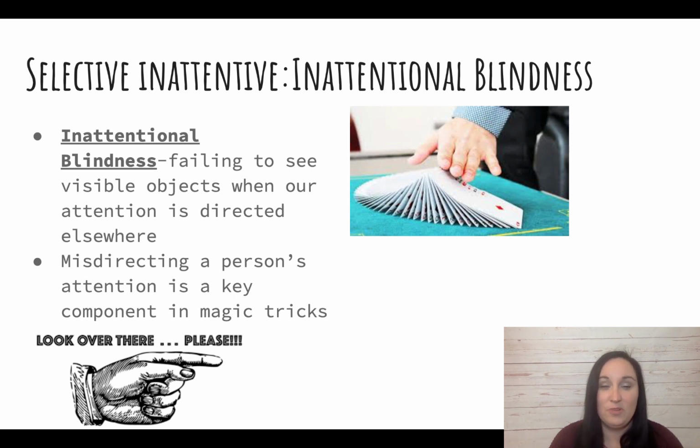So inattentional blindness also has to do with our selective inattention. This is when something was there or happening and we are not aware of it because we were not paying attention to it. Magicians use this a lot. They direct our attention to one place so that they can do other things without our noticing.